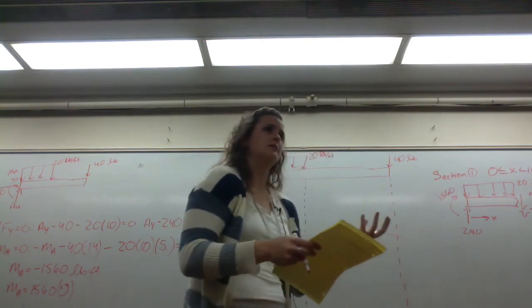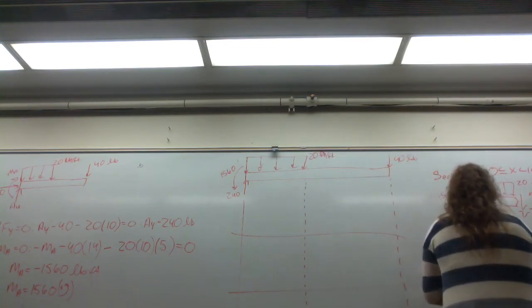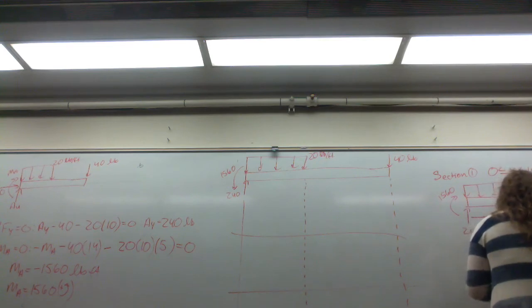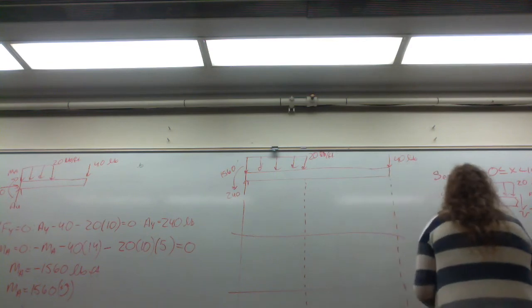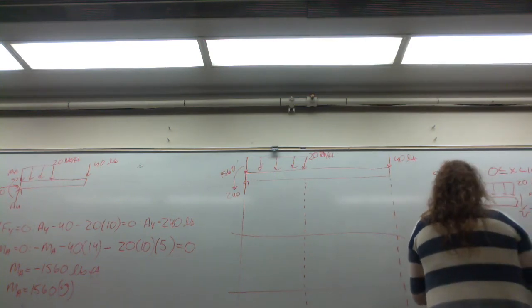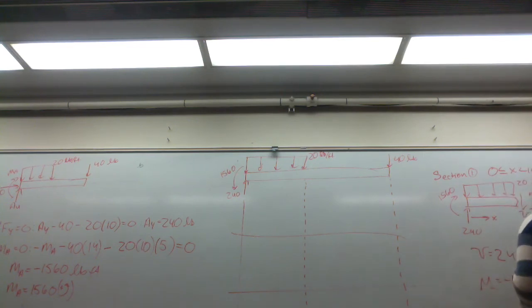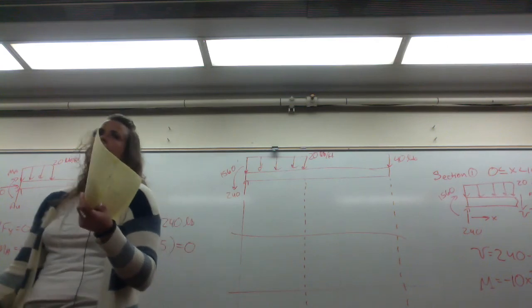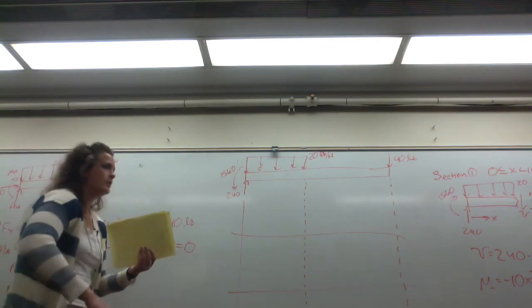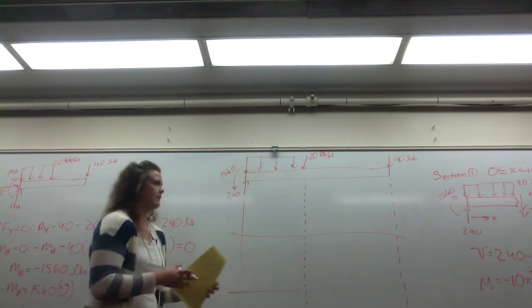So you apply your equations of equilibrium. I'll throw them up so you can work it and make sure you get the right answers. We get our shear is 240 minus 20x, and our moment is negative 10x squared plus 240x minus 1560. So this is a second order polynomial. Your bending moment and your shear force under a distributed load are both a function of x.